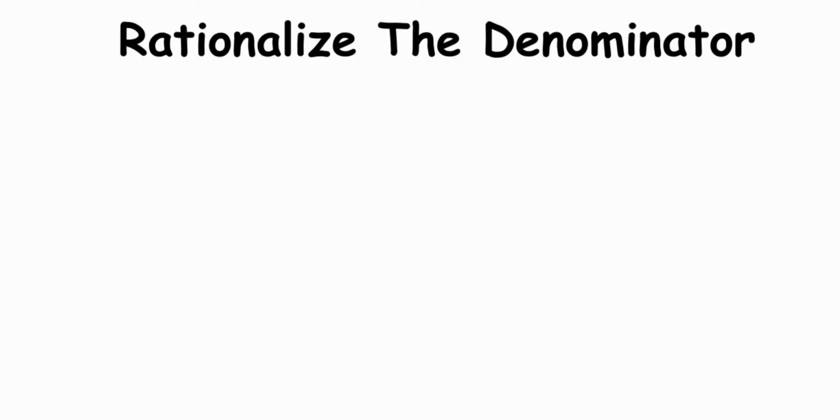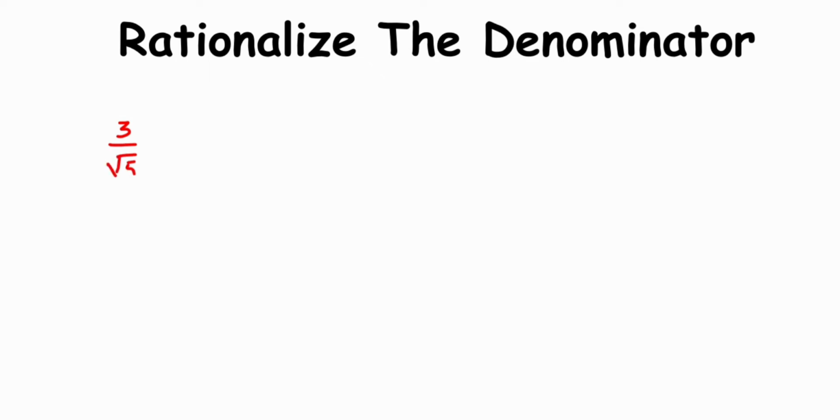Hey everyone, so here I'm doing a rationalize the denominator topic. It's really important. So let's take a small example to understand what we mean by rationalizing the denominator. Let me take a small example. Suppose I have 3 upon root 5.